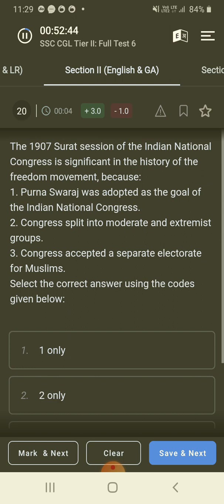1907 Surat session of Indian National Congress, significant in the history of India. Purna Swaraj was adopted as the goal of Indian National Congress, not in 1907. Surat split happened, the Congress split into moderates and extremists, accepted a separate electorate for Muslims.